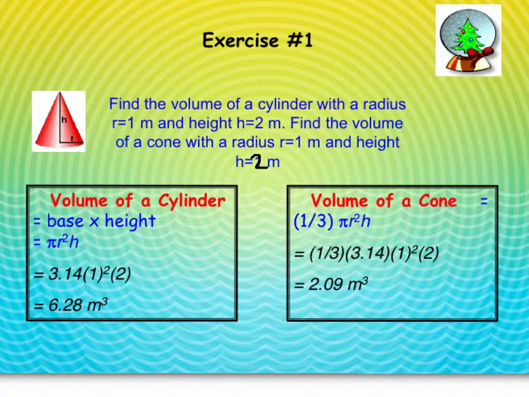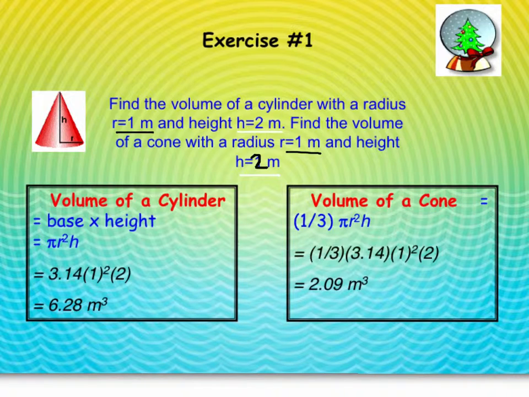Okay, here are 2 examples. For this first example, let's find the volume of a cylinder with a radius of 1 and a height of 2. And we'll find the volume of a cone with the same radius of 1 and the same height of 2. So notice that they have the same height, which is 2 and 2, and the same radius, which is 1 and 1. So the volume of a cone will be 1/3 the volume of a cylinder.